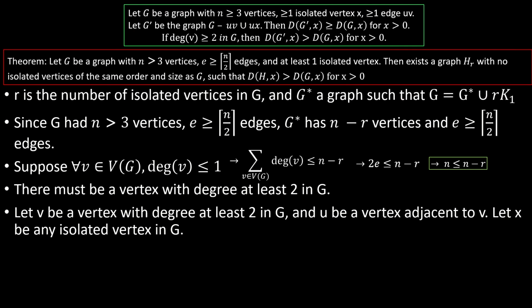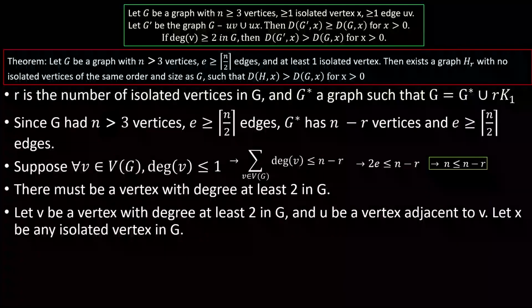Also, let's select any of G's isolated vertices to be our isolated vertex X. See where we're going with this? We're going to apply our operation from before to G, using edge UV and isolated vertex X.